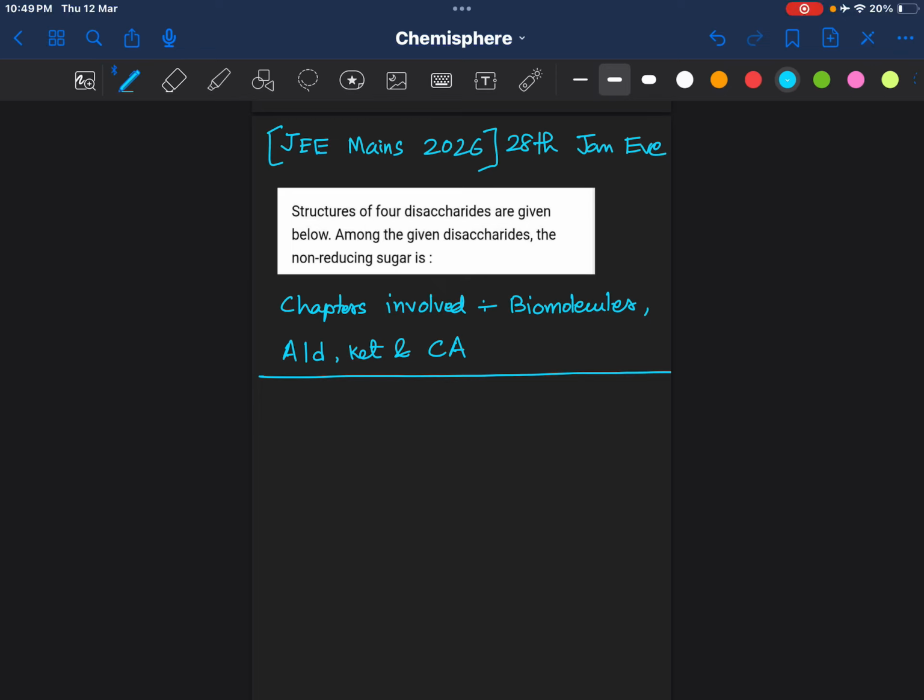Hello everyone. This is a question from JEE Mains 2026, 28 Jan evening, and you can pause your screen and go through the question. The question is: structures of four disaccharides are given below. Among the given disaccharides, the non-reducing sugar is. So basically they're asking us about the non-reducing sugar. The chapters involved are biomolecules and aldehydes, ketones, and carboxylic acid.